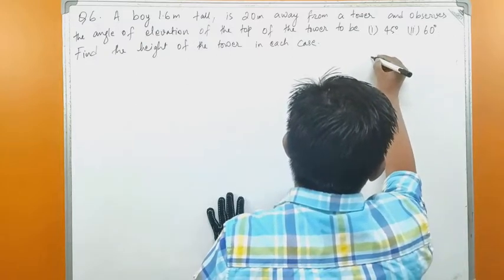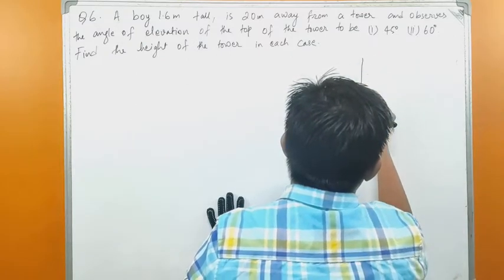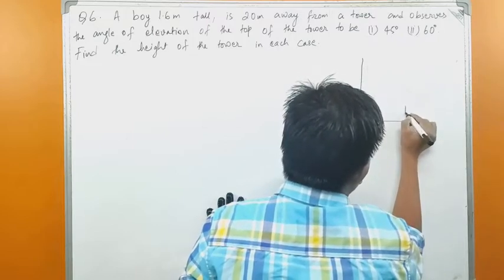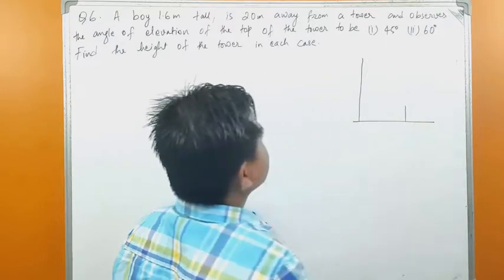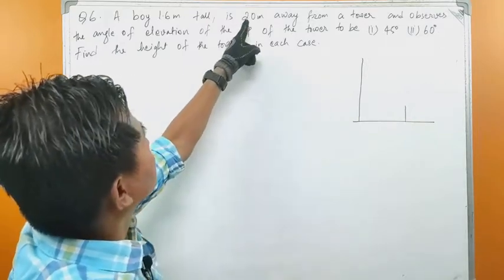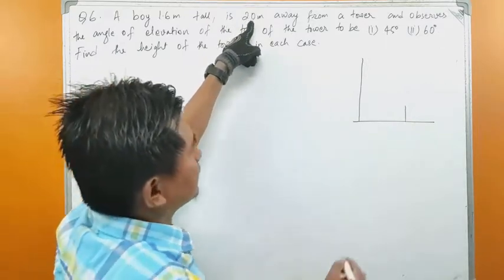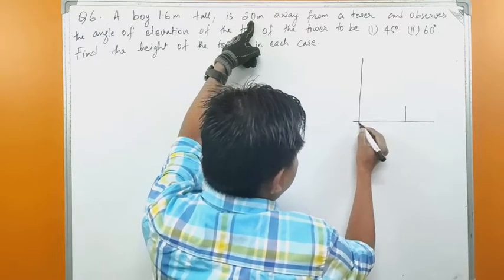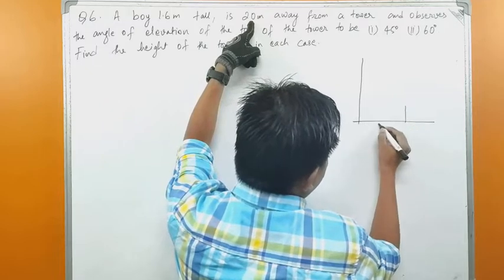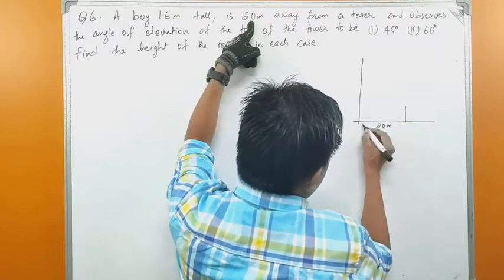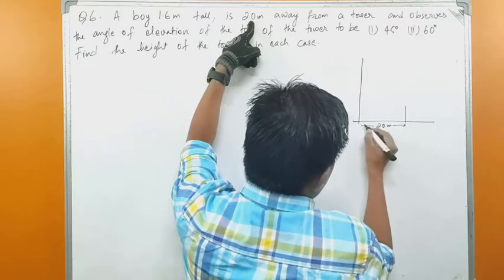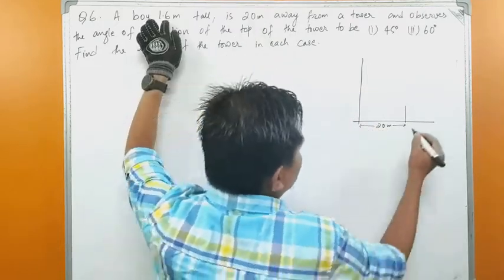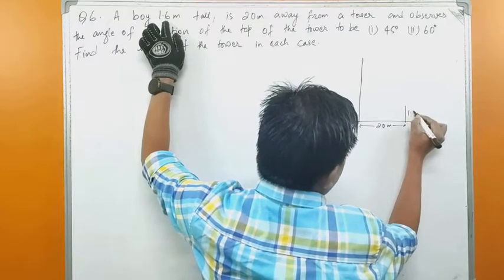So let us do this question. Let us assume this to be the height of the tower. A boy is standing here and the distance of the boy from the foot of the tower is 20 meter. Okay, from here to the boy is 20 meter. Now the boy is 1.6 meter tall, that means the height of the boy is 1.6 meter.